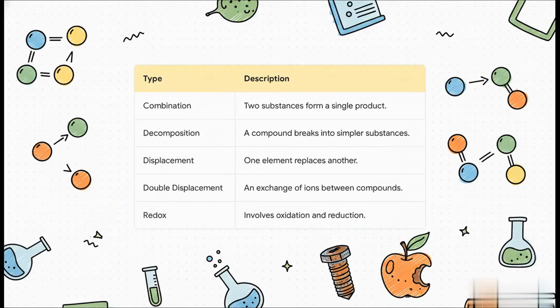You've got combination, where 2 things come together to make one. Decomposition is the exact opposite. One thing breaks apart into a bunch of smaller things. Then there's displacement, double displacement, and a really important one called a redox reaction. Each one tells a totally different story about how atoms like to interact.